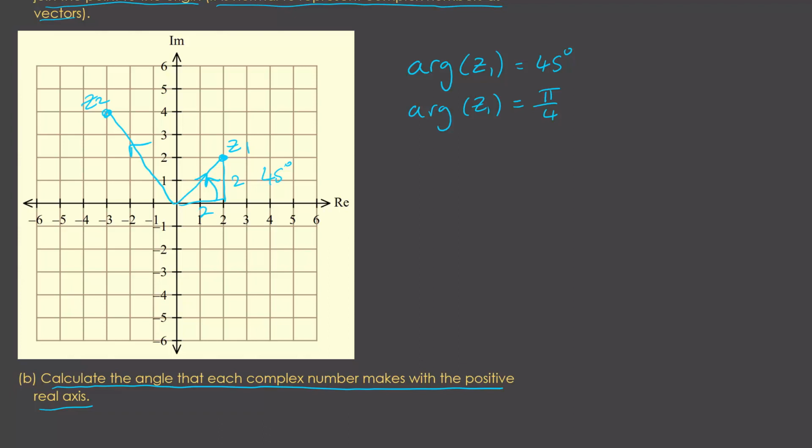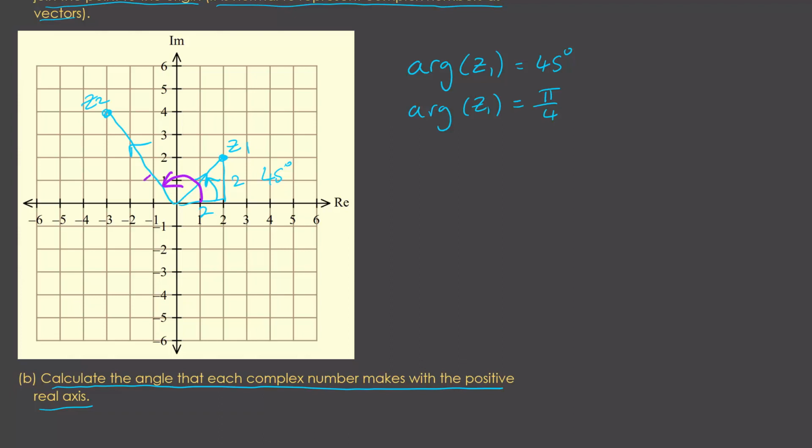Now, this is the principal argument. Often that is represented with a capital A, but it's a distinction that I haven't really seen made in specialist maths. So let's not worry about that at the moment. Now, the angle that we want for Z2 is going to be this angle just here.